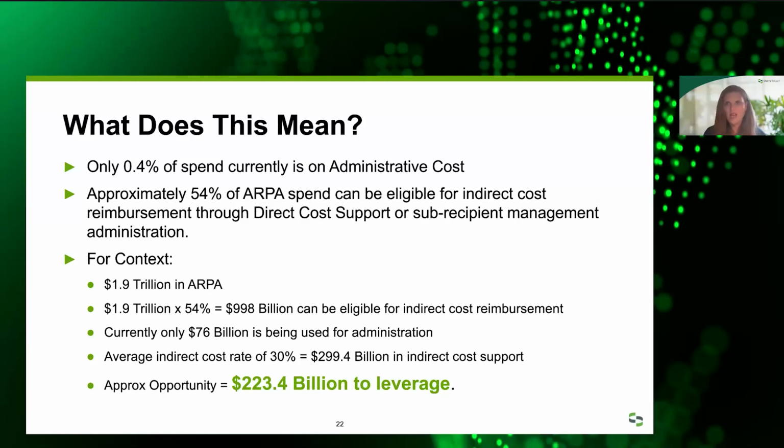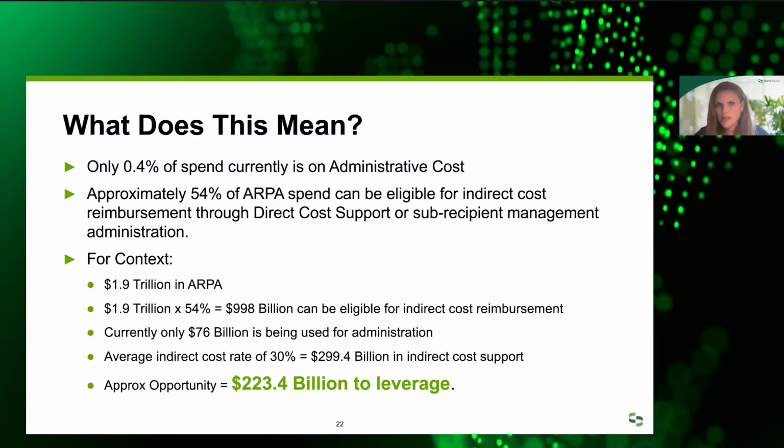But if 54% of the spend of these programs that are being budgeted out have the ability to collect your indirect cost rate, and as I talked to you about the average indirect cost rates of 30 to 40%, if we took that $1.9 trillion, broke that down to the 54% that has the opportunity to collect indirect cost, that's $998 billion that can be eligible for reimbursement. Currently, only 76 billion is being used on administration.